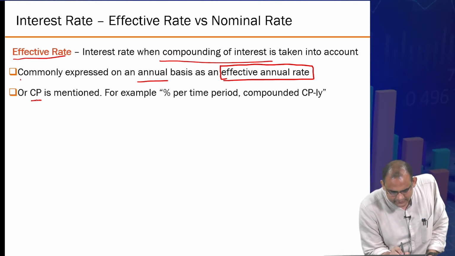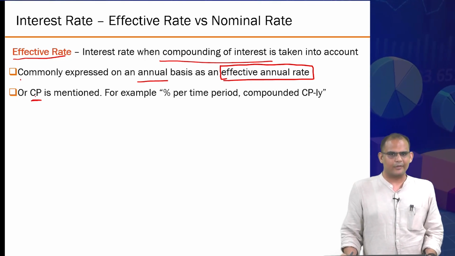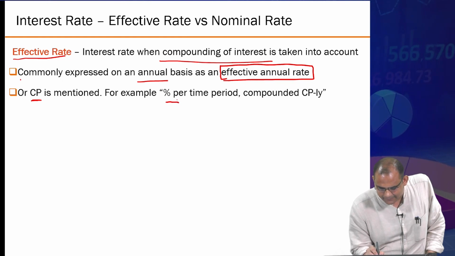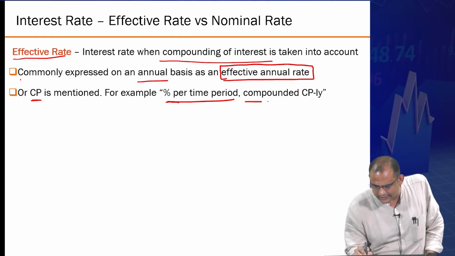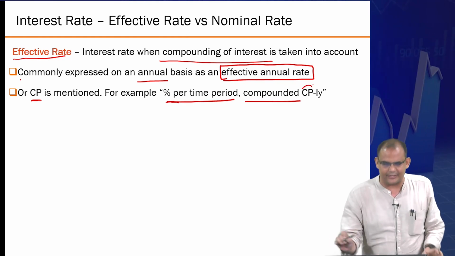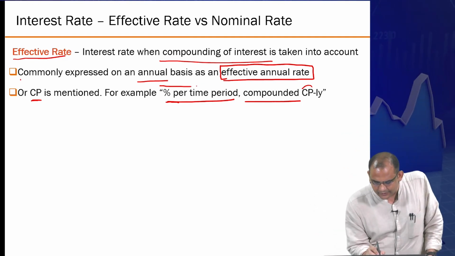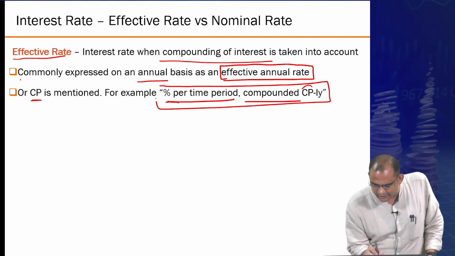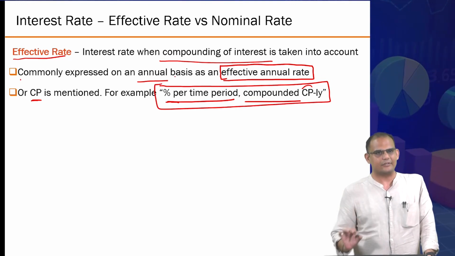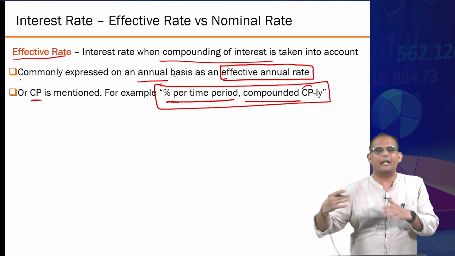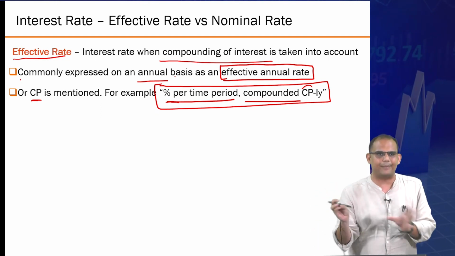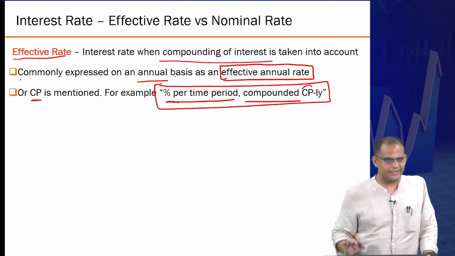I can mention a compounding period. So I can say R percentage per time period and compounded CP. This is just a notation, of course, to make it clear for you. This is the more comprehensive way to define an effective interest rate. Using this information, you can calculate the effective interest rate for any time period, is what I'm planning to say here.